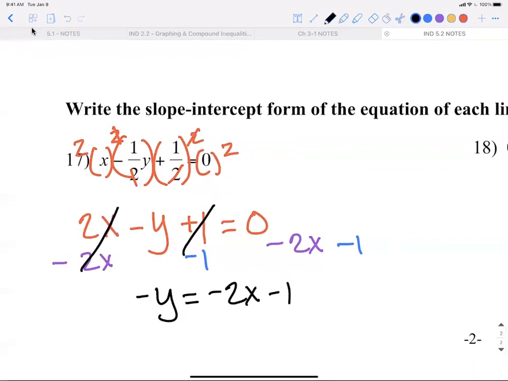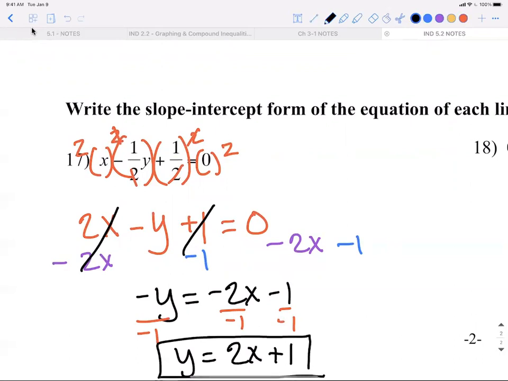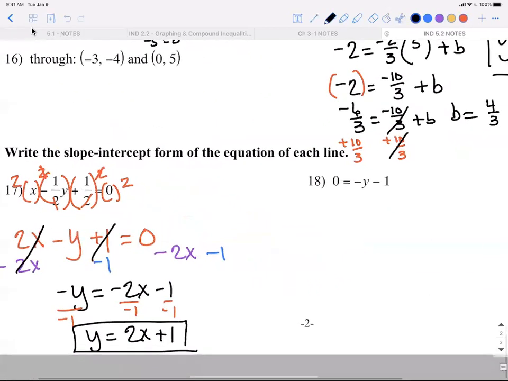What do I have to get off there? The negative. So I'm going to divide by a negative. But if I divide 1, I divide all 3 by a negative. And my final answer here is y equals positive 2x now and positive 1. So even when they're in some crazy order and nothing really makes sense, you can still get y by itself.